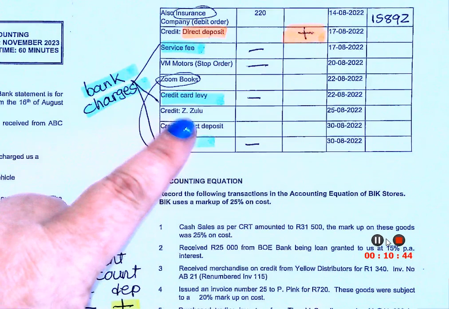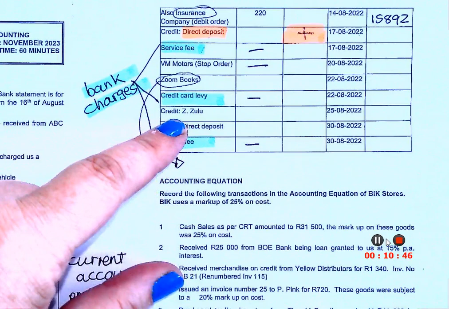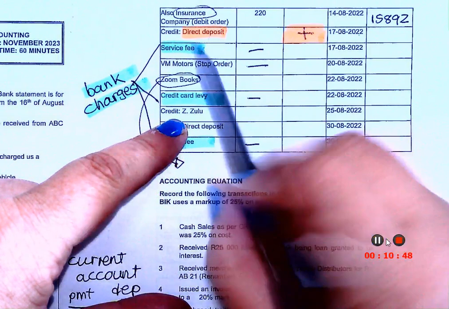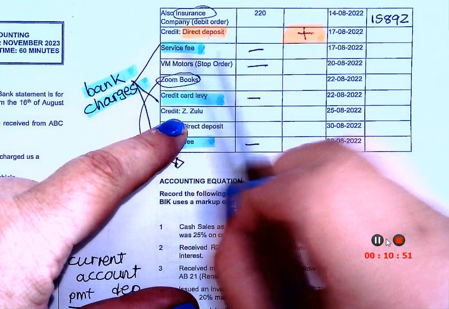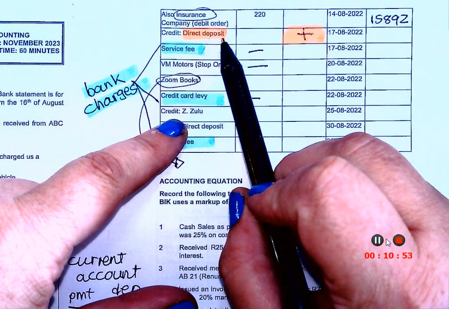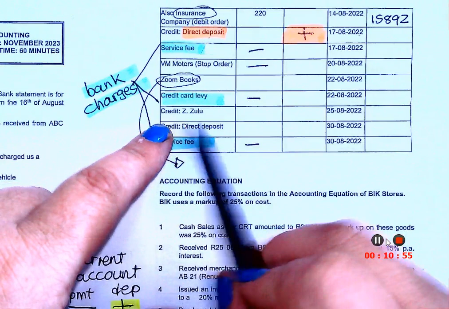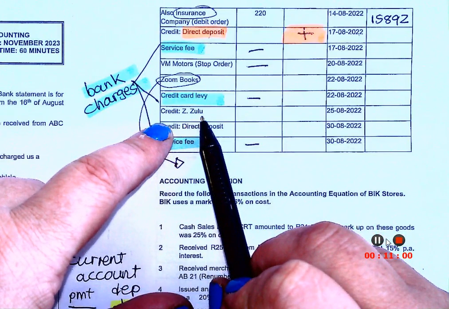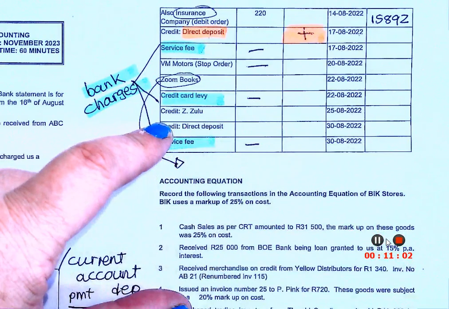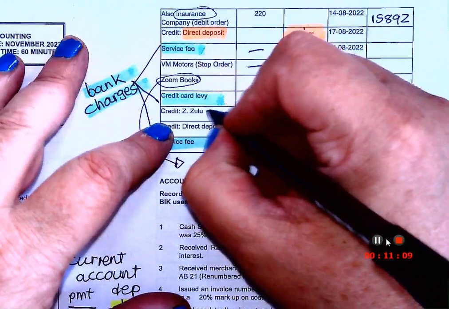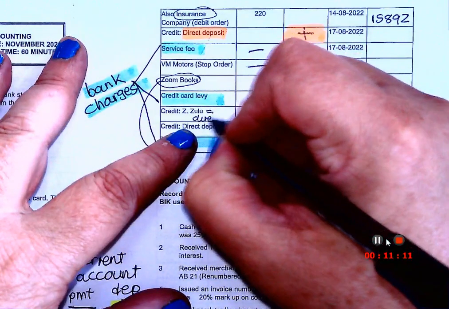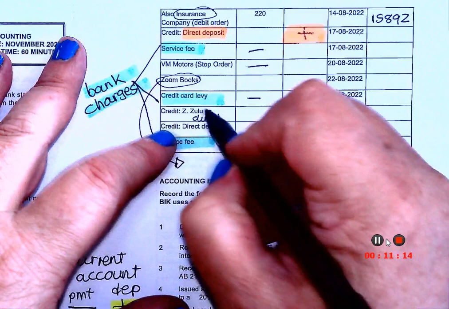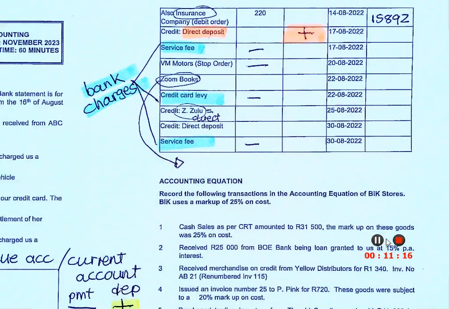Can you see here? They give it like this. Here they say credit, direct deposit. But here they say credit, Zulu. So maybe it wasn't a direct deposit. Maybe it was someone who came to us to give the money, or maybe that person has got a debit order. We don't know. But this is also a direct deposit. It doesn't matter how this guy pays. If I see his name, it means he paid it directly in my bank.